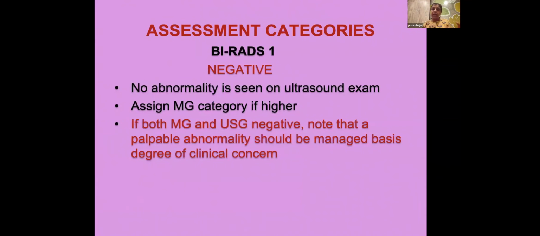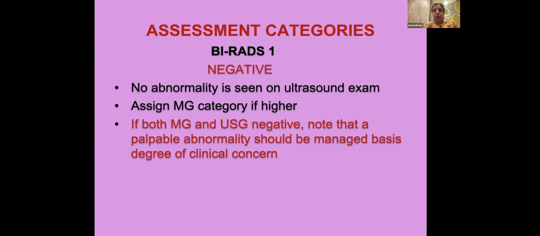Now, once we've looked at the main descriptors and the associated features, and we've seen whether there are some special cases that it fits into, where we just give a direct BIRADS and nothing else is needed, we now come to assigning the assessment categories, or giving the final BIRADS assessment category at the bottom of every report that you see. If an ultrasound is done along with a mammogram, they both have to be reported together, and the higher BIRADS will be finally assigned to the lady.